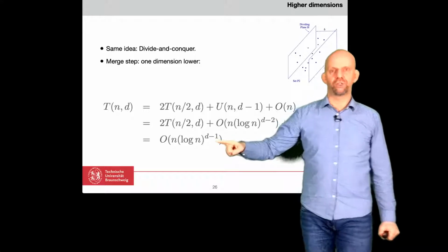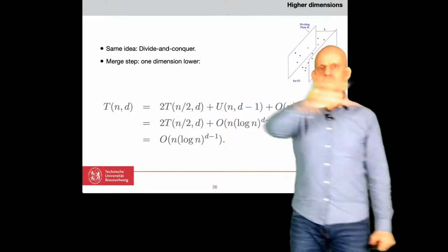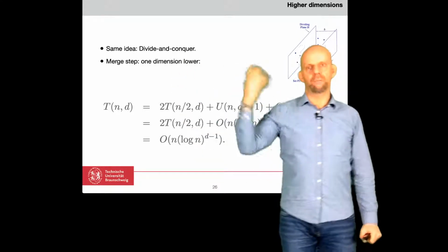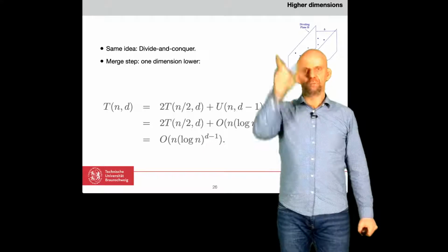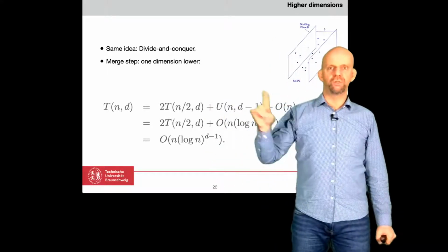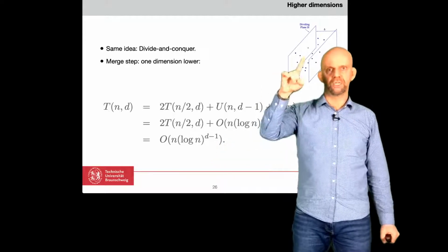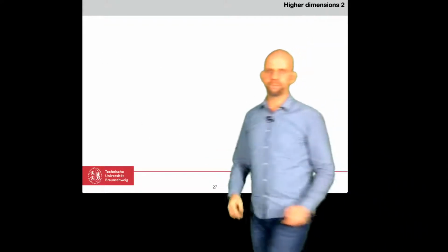But when all is said and done, you get O(n log^(d-1) n). That's after sorting. Remember, after sorting, the one-dimensional linear problem can be solved in linear time, and this one could be solved in n log n. If we go to 3D and don't use any extra tricks, just that, then we get n log squared n, and so on for higher dimensions.